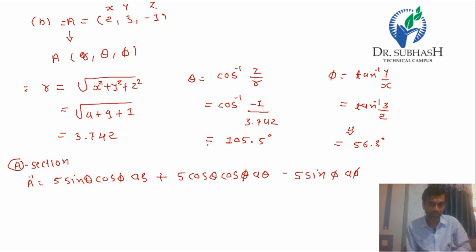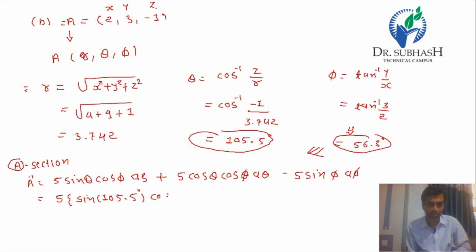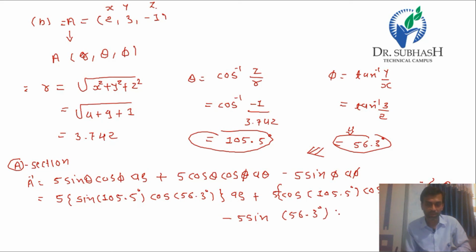If we put the values of theta and phi here, we get phi sin 105.5 degrees cos 56.3 degrees in AR direction plus phi cos 105.5 degrees cos 56.3 degrees in A theta direction minus phi sin 56.3 degrees in A phi direction.